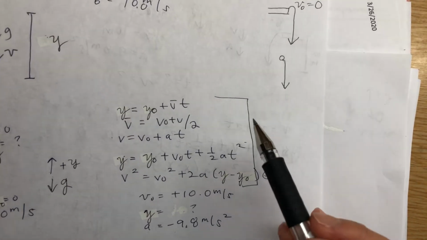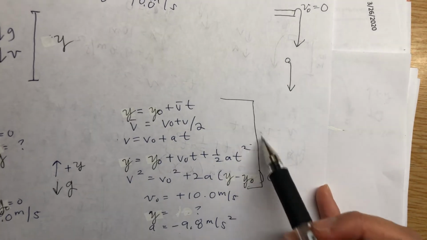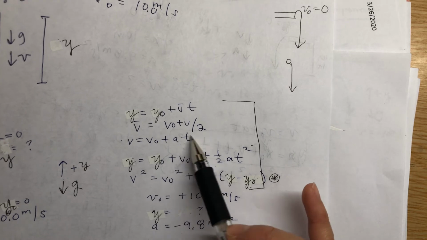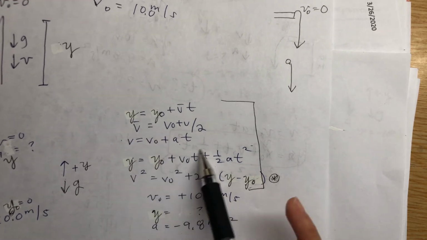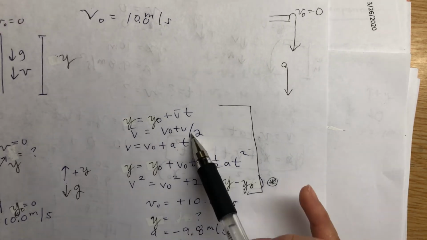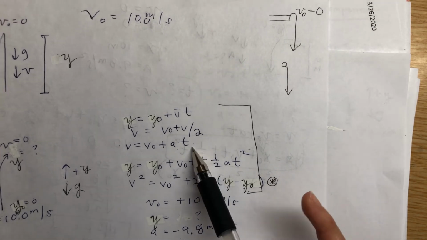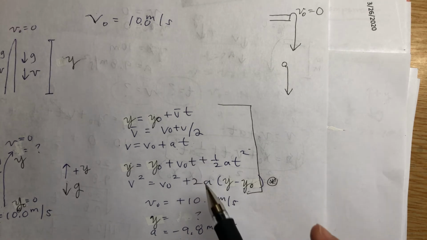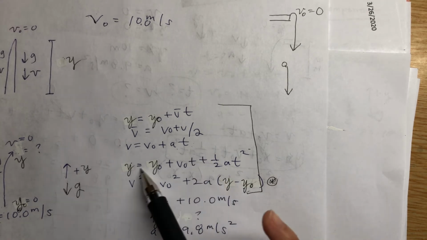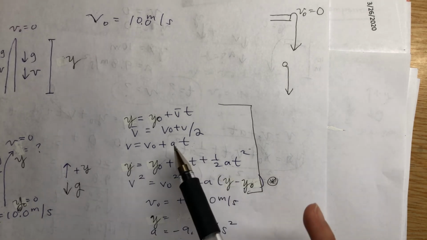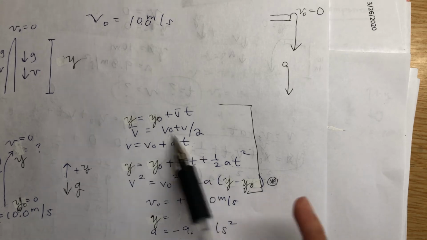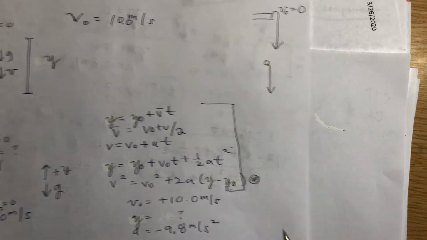So out of these 5 equations, this one is the simplest. So I'm going to use this equation. You can also use this equation too. You have all the information, but I think this is the simplest, so let's do that one.